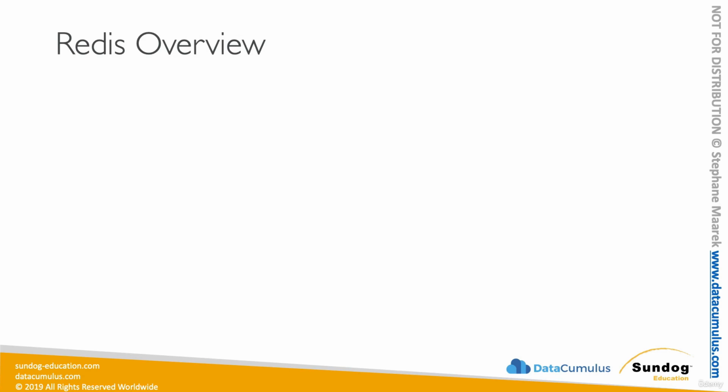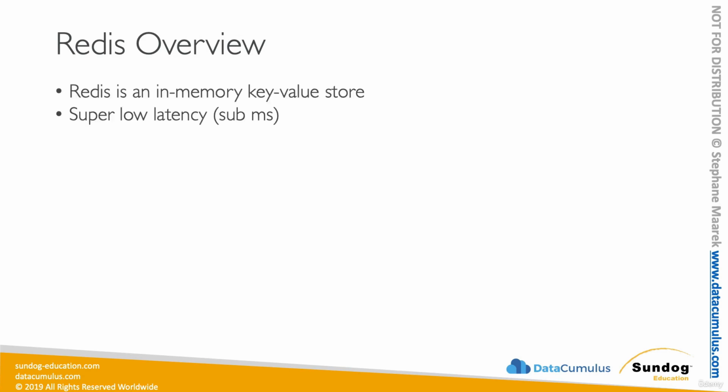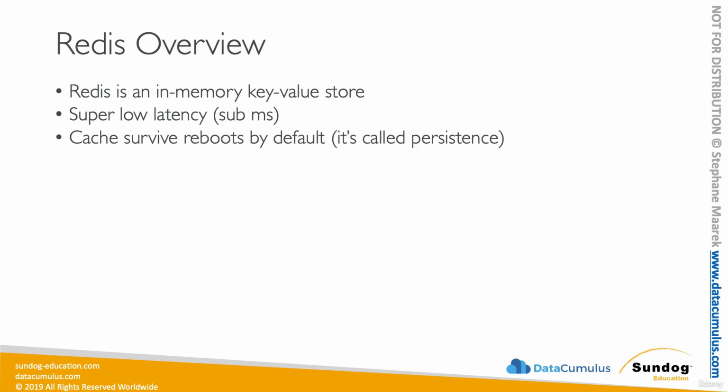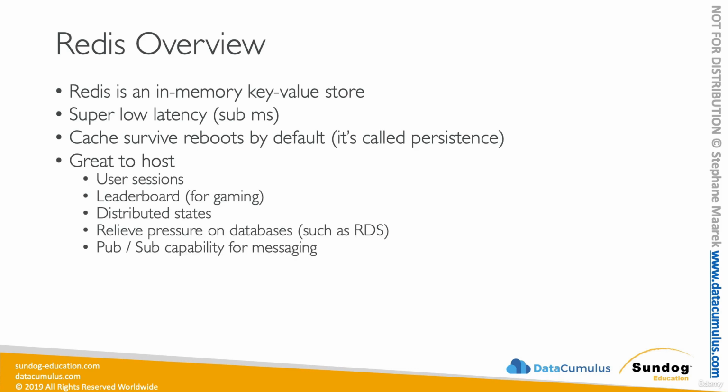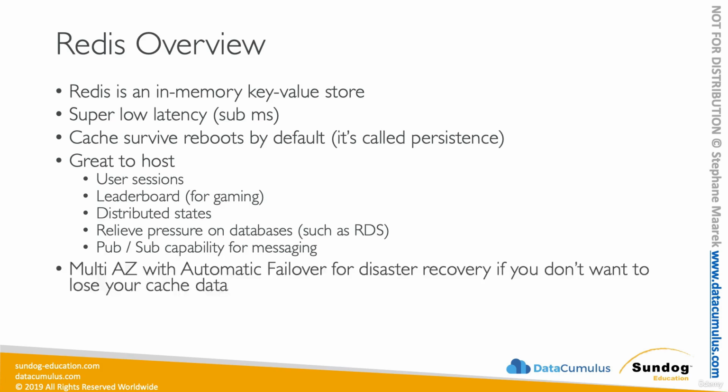There's Redis and Memcached. Redis is an in-memory key-value store with super low latency, sub-millisecond, and the cache will survive reboots by default. It's called persistence, so your cache is persistent. It's great when you have user sessions, leaderboards, distributed states, when you want to relieve pressure on your databases such as RDS, or when you need pub/sub for messaging. Redis is going to be a great use case for that. You can also enable multi-AZ with automated failover for disaster recovery, in case you don't want to lose your cache data. There's also support for read replicas, so this really scales well.